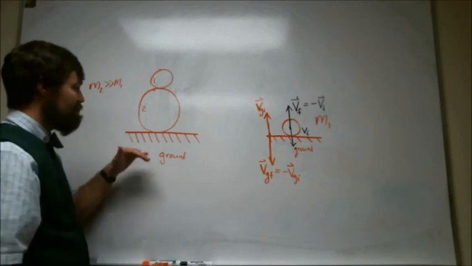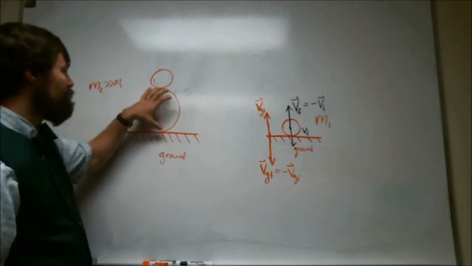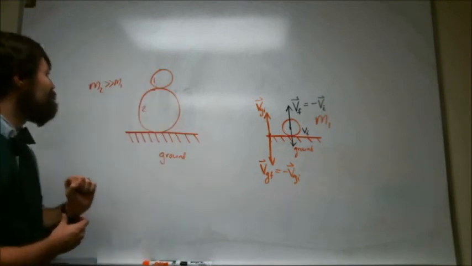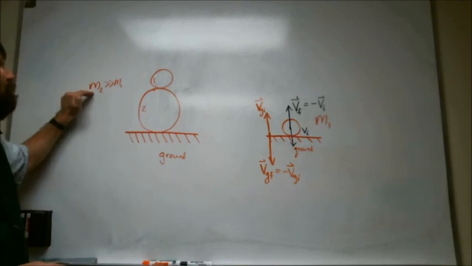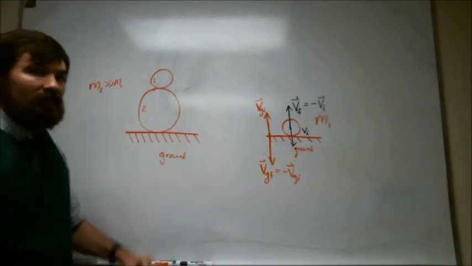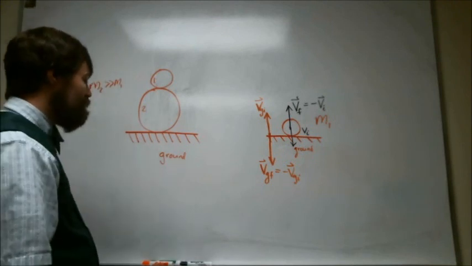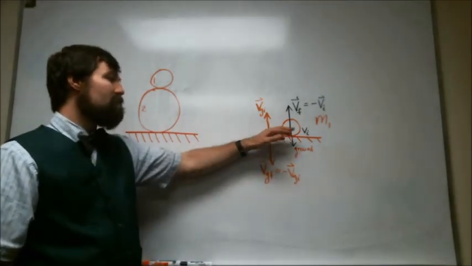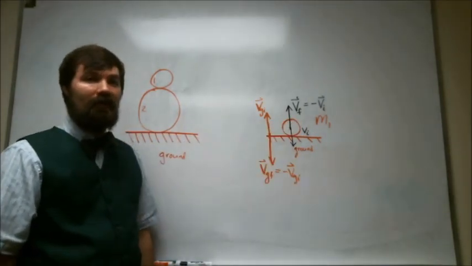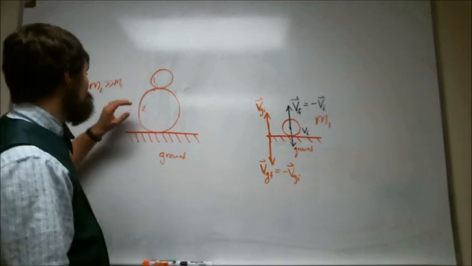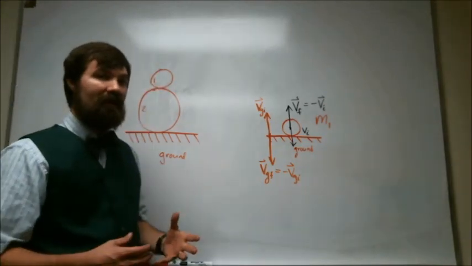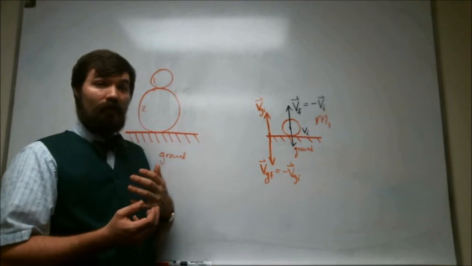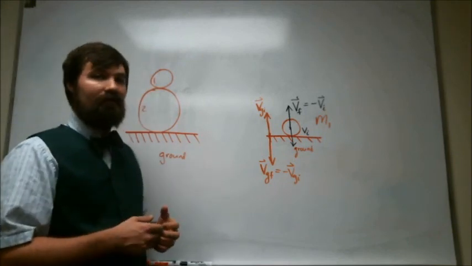So I again have a ground. I have a larger ball, which I'm going to call ball number 2, and the smaller ball, which I'm still going to call ball number 1. Ball number 2 has a much larger mass than ball number 1. I take it for granted that the ground is a lot more massive than either ball. And the fact that the second ball is a lot more massive than the first means that any collision between the two should behave, for the smaller ball, the same as a collision with the ground would.